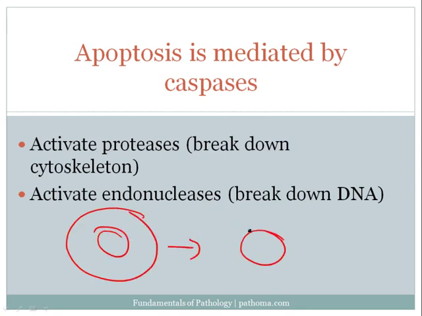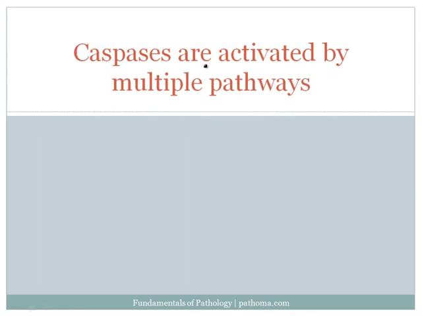All right. In the same way, if this is the cell and the cell contains this nucleus and the cell's shrinking and the nucleus is going to shrink, then you also need to be able to crunch down that nucleus and break it down. And so endonucleases are the mechanism by which the DNA of the cell gets broken down. So for apoptosis, the key mediators are the caspases, and the caspases eventually activate the proteases, which allow for shrinking and breaking down of the cytoskeleton, and endonucleases, which allow for breaking down and shrinking of the DNA.